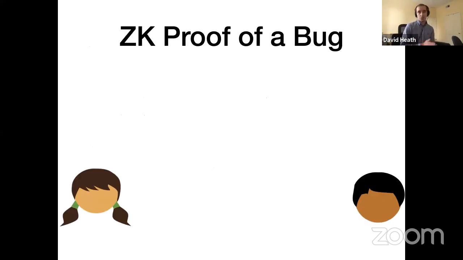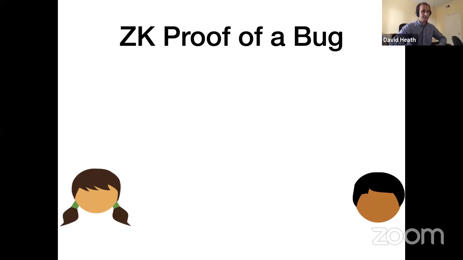Okay, so to motivate this, there are a couple of questions. First of all, why do we care about proofs of large statements? And then also, why do we care about proofs that include conditional branching? One use case that I want to show you today addresses both of these questions, and it's about proving the existence of a bug in a code base in zero knowledge.